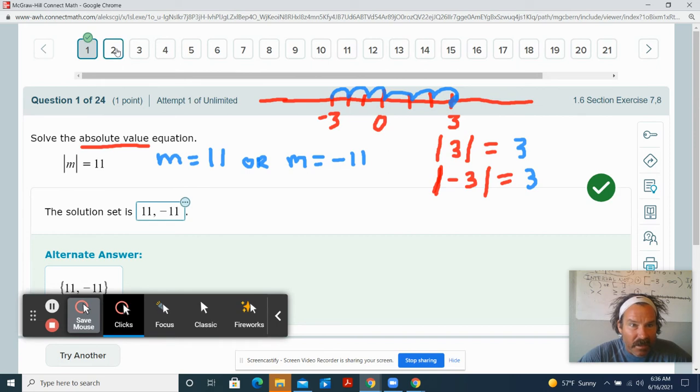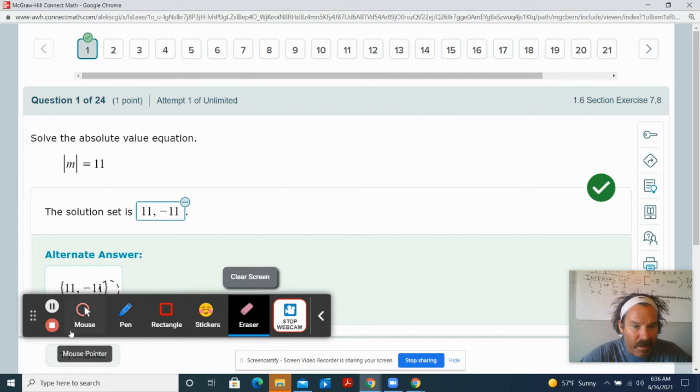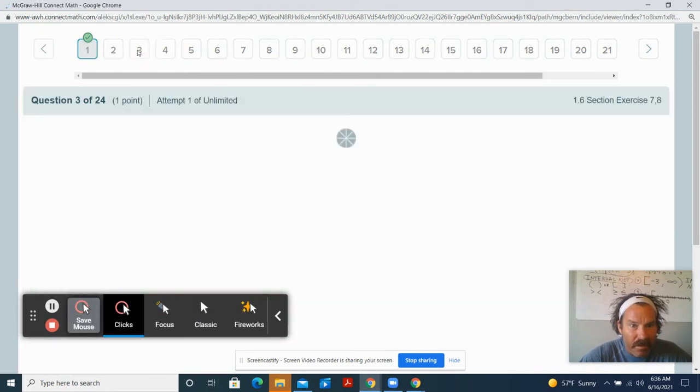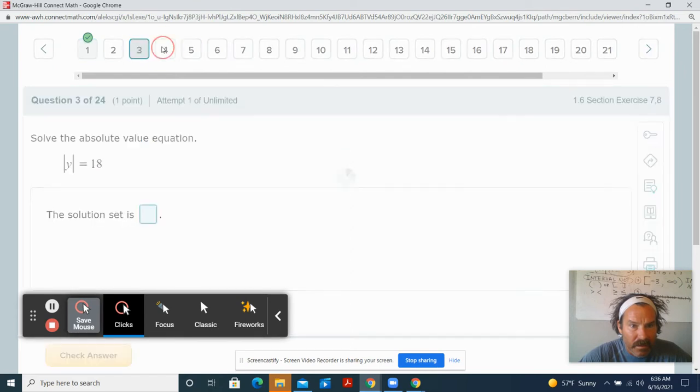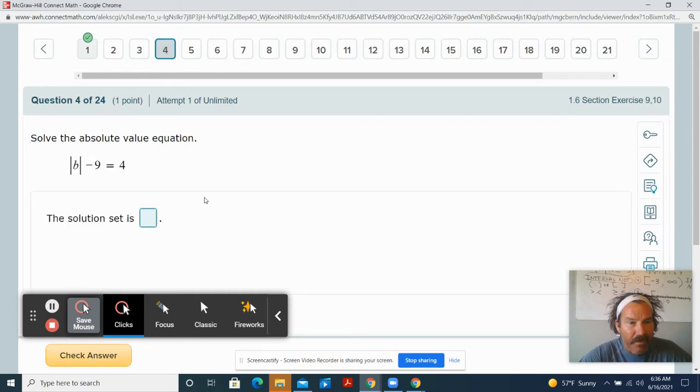All right, so let's look at another one here. Let me clear this. Clear screen. Okay, and let's go to another one. This one here is basically the same thing, except there's an added part here. It says absolute value of b minus 9 equals 4.